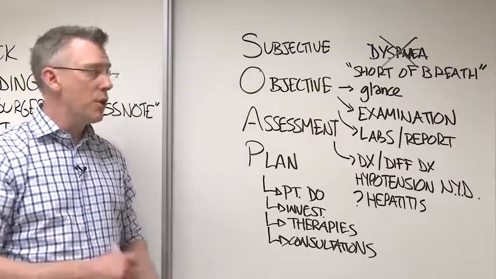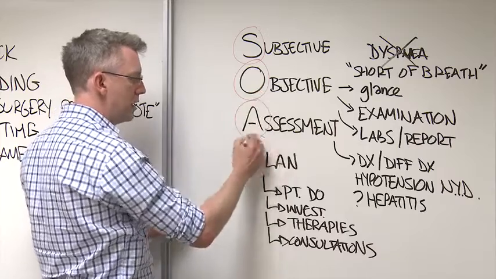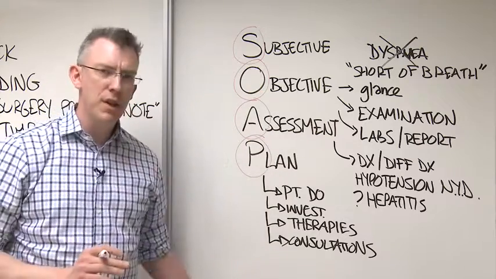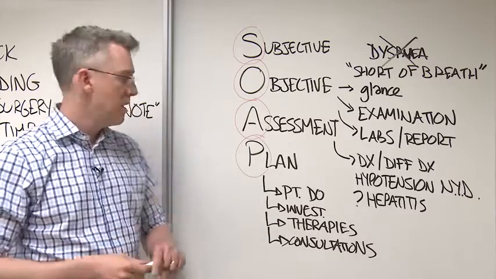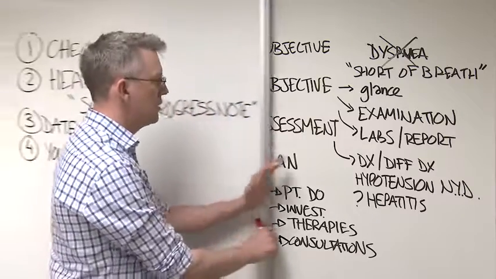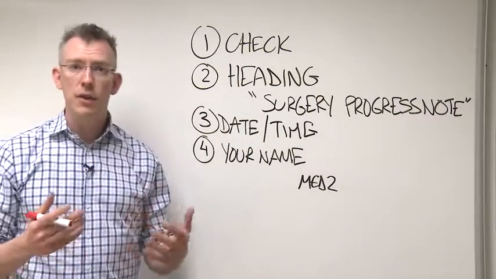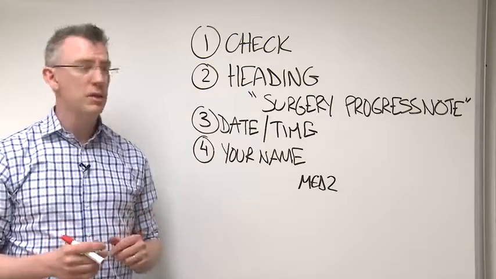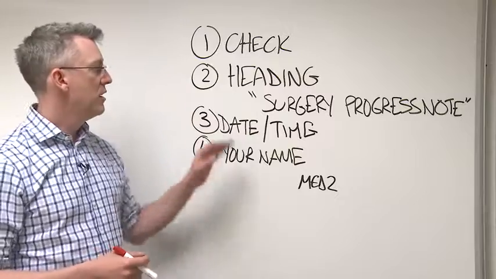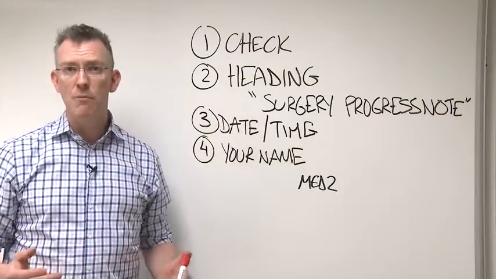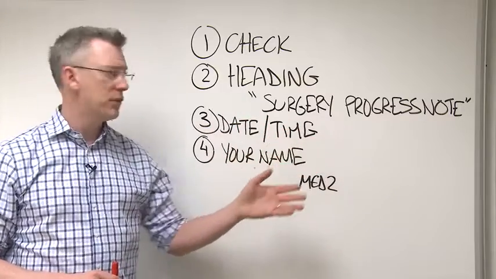So the content of the note is subjective, objective, assessment, and plan. And these are the main features of every single clinical note you're ever going to write. And to retrace, in order to make sure it's a good note, that is actually worthwhile, that hits all the issues of safety and quality and so on, check to make sure it's the correct patient that you're writing a note on. Make sure you've got some sort of heading if you're in a multidisciplinary or a hospital-based environment so that people know who is writing this note and what it's for.